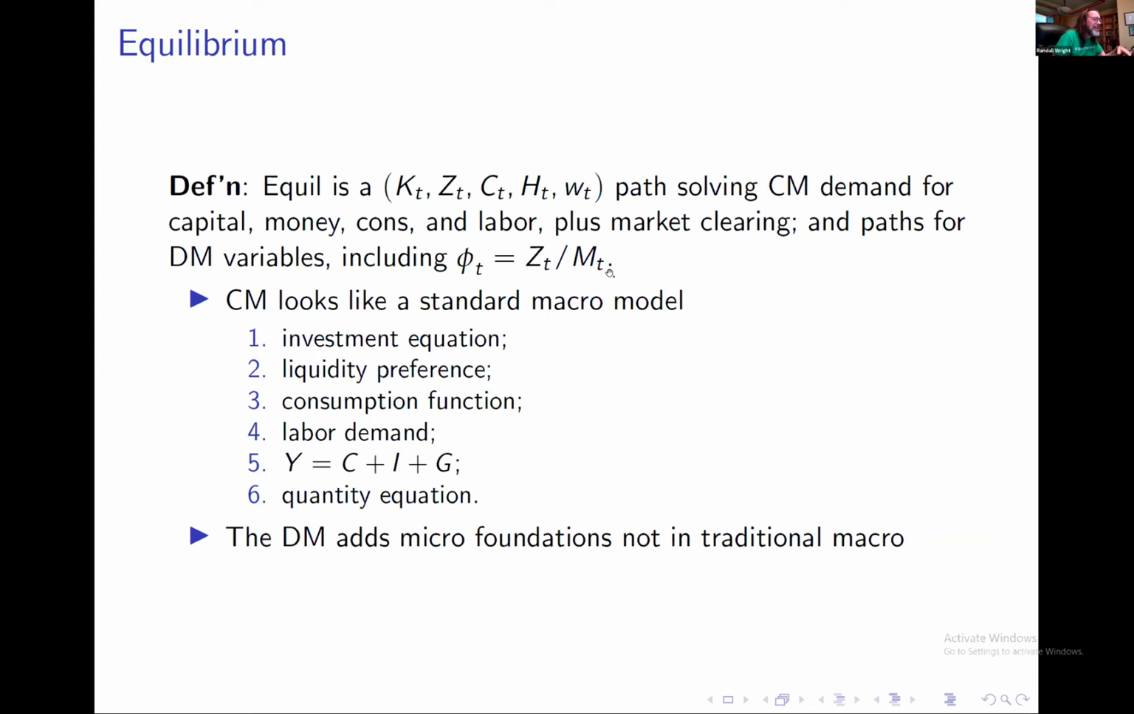Notice this looks like a standard macro model. By standard, I mean like Modigliani, 1944, the original ISLM model with equations. You've got an investment equation, demand for money, consumption function, labor demand, a feasibility condition, and this quantity equation, which is the monetarist spin. The difference here is the DM adds micro foundations, not in traditional macro. But otherwise, it's kind of a standard model.